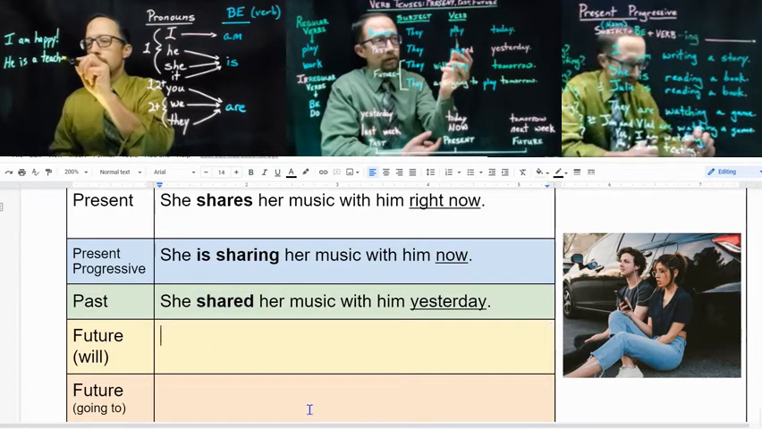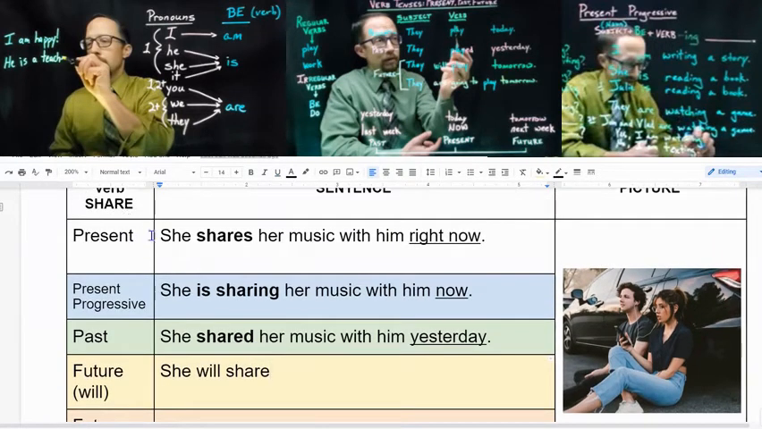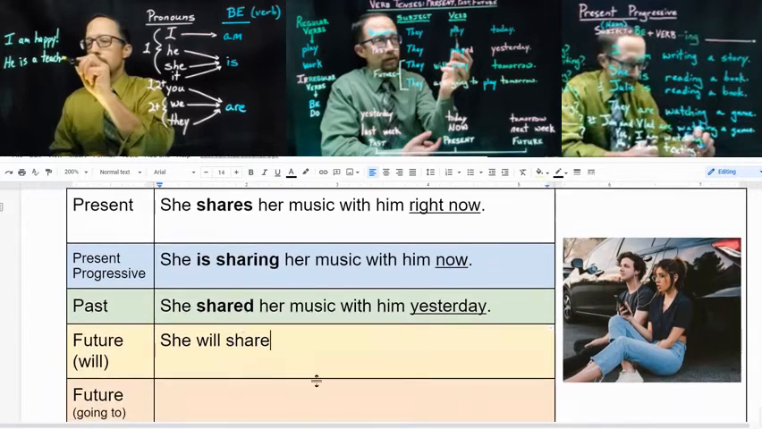Let's go to future. Will. She will share. We use the base form. Remember, this is the base form. She will share her music with him, let's say next Friday. Maybe they have a date on Friday. So again, she'll share her music next Friday. Okay.